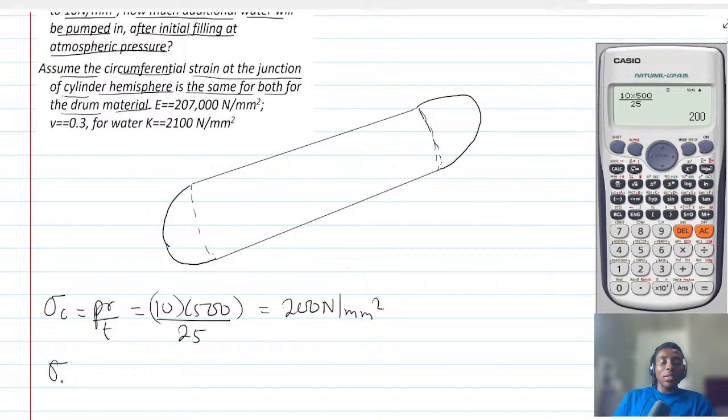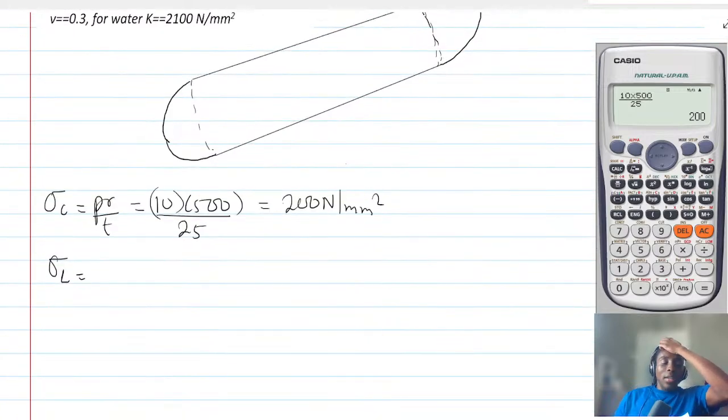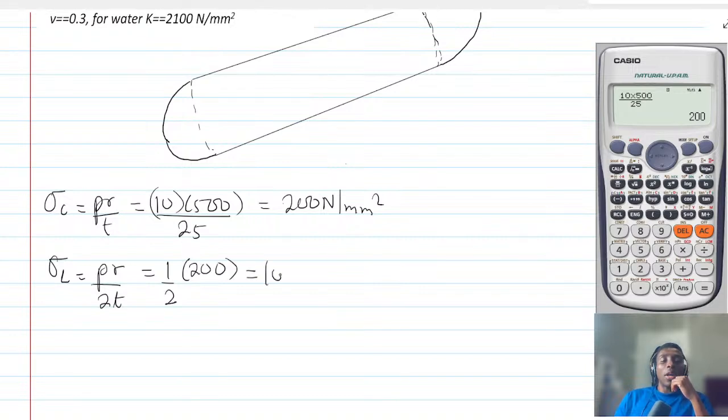Then let's calculate the longitudinal stress. The longitudinal stress is always 1/2 of the circumferential. So essentially 1/2 of 200, which is going to be 100 Newton per millimeter squared.